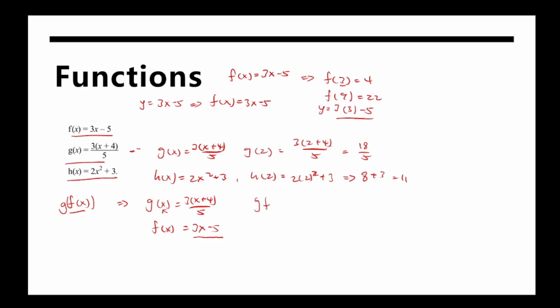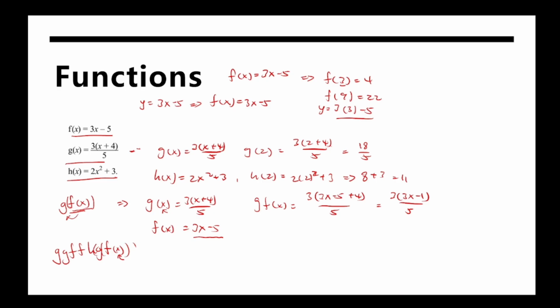So g(f(x)) gives us 3 times f(x), which is 3x minus 5, plus 4, over 5, which equals 3 times (3x minus 1) over 5. This is simple. So we just put the inner function into the outer function. And a composite function can be very long, like g(g(f(f(h(g(f(x)))))). So if there's a number, you just put the number in.